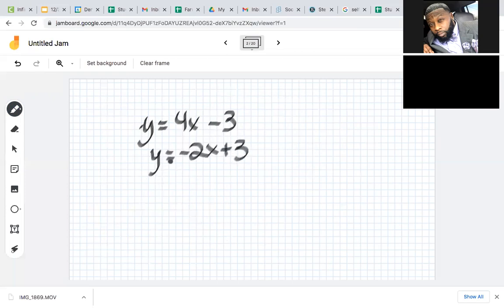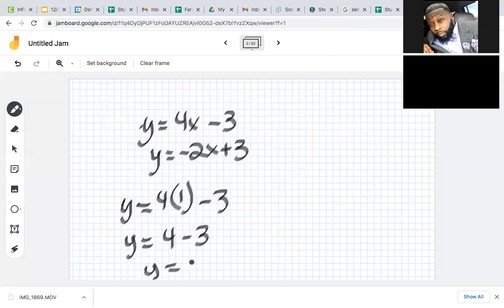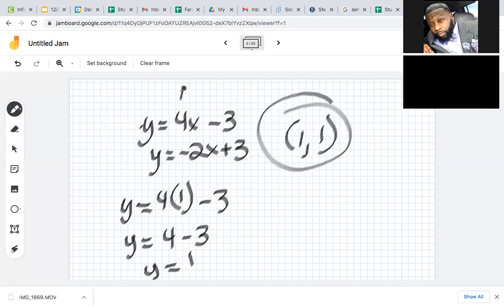All right, so which one do you want to plug the 1 into? The first one or the second one? Let's do it on the first. All right, the first one, we have y equals 4 times 1 minus 3. 4 times 1 is what, Gus? 4. 4 minus 3 is what, Gus? 1. Y equals 1. The answer for number 2 is 1, 1. Let's do number 3.